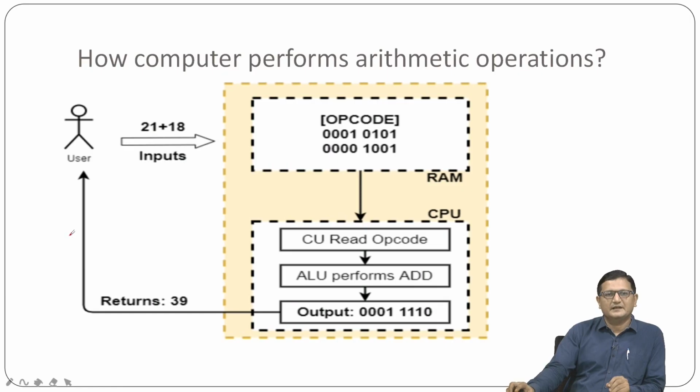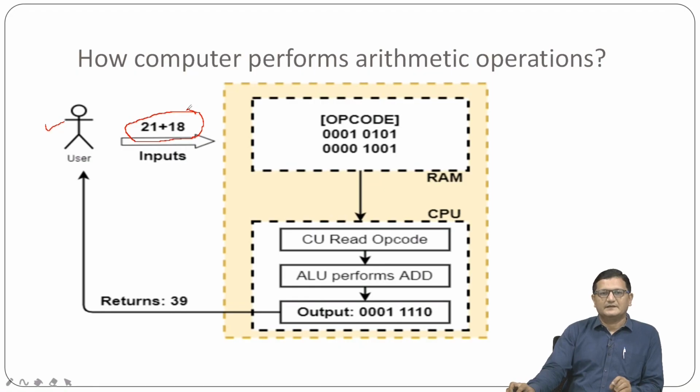As a user, let's suppose you want to do addition of 2 numbers. As a user we input this: addition of 21 plus 18, right? But whenever you insert these numbers with the plus operator, this plus operator will be converted into the opcode. There is some binary code for each and every operator, right?